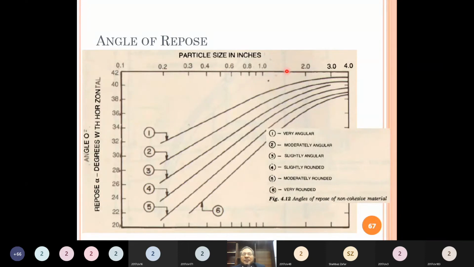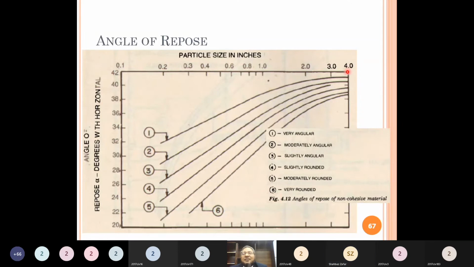Increase in diameter of sediment in the bed. What happens to the angle of repose of a material? It increases. Sediment के diameter बढ़ने से angle of repose भी बढ़ रहा है. Increase. Okay. Yes. That is it.